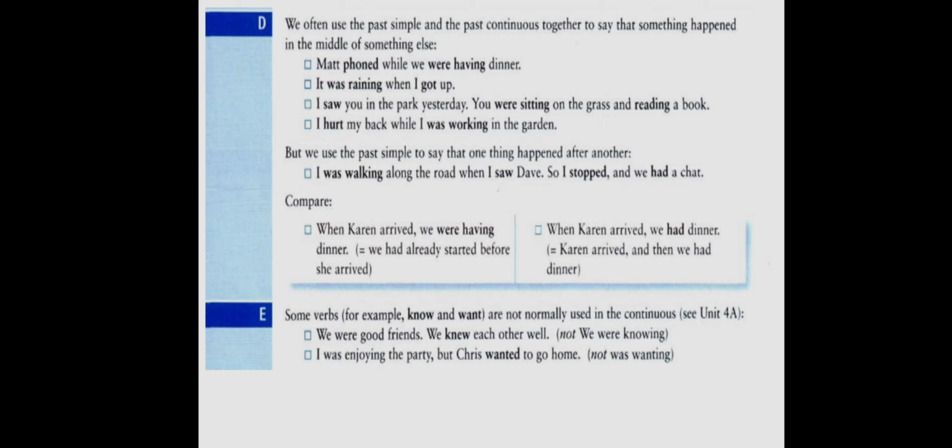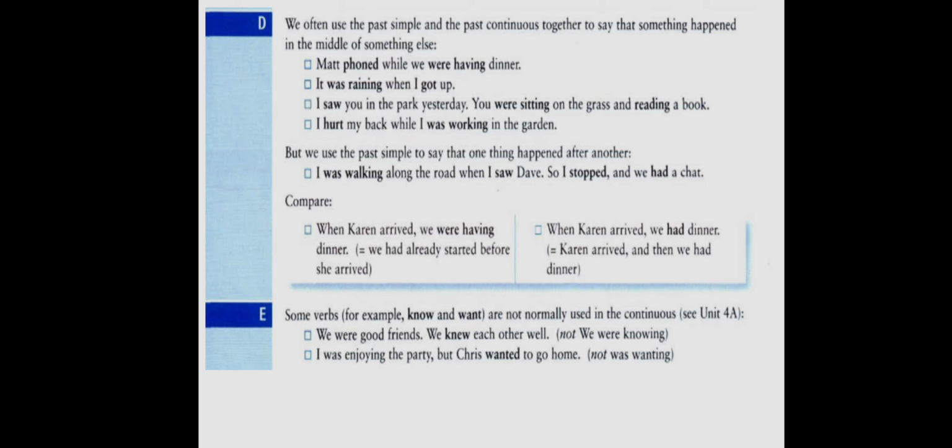If we look here at the "while" rule, we notice that it is opposite to the "when" rule. "When" is followed by past simple and "while" is followed by past continuous, and the other tense takes the other rule. What comes directly after "while" is past continuous, and the other tense is past simple. Here, we were having dinner: past continuous directly after "while," and the other tense is past simple.